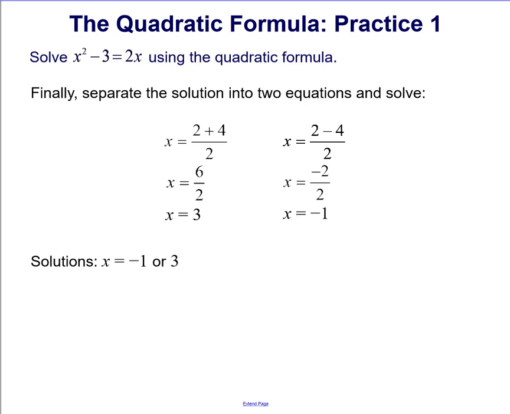So there are two solutions. x is equal to negative 1 or positive 3. That means if I take either of these two numbers, and replace x with negative 1, this is going to check out. And if I replace both x's with positive 3, it'll still check. I'll get the same answer on both sides.